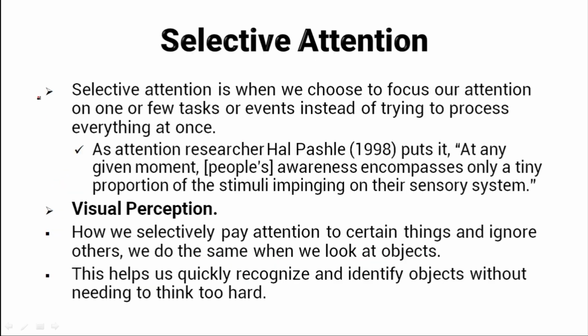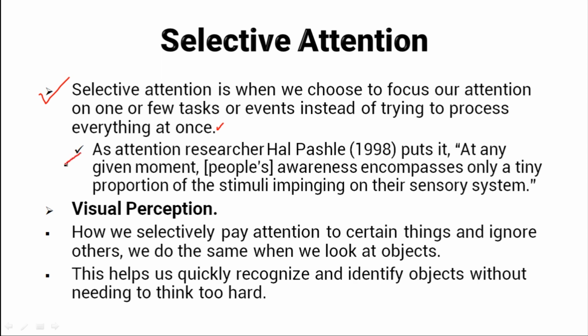So now let's describe selective attention in more detail. Selective attention is when we choose to focus our attention on one or few tasks or events instead of trying to process everything at once. This means that we prioritize certain tasks and consciously ignore less information from other competing tasks.